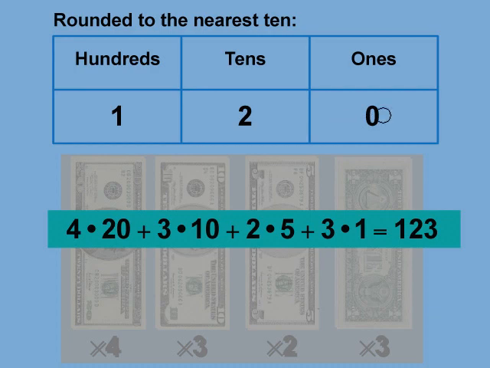Finally, we need to round to the nearest hundred, so let's go back to the original sum of 123. To round to the nearest hundred, look at the value in the tens place. Since the value is less than 5, we round the value down to 0. So 123 rounded to the nearest hundred is 100, as shown here.